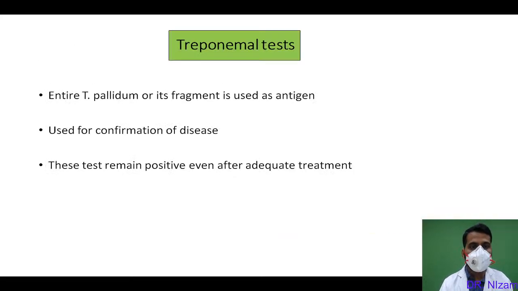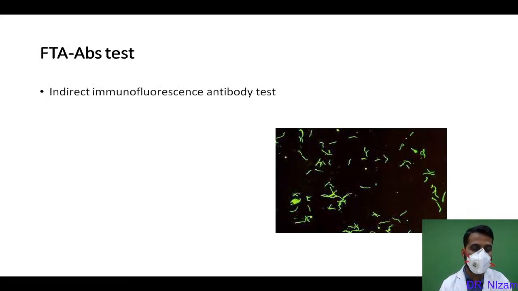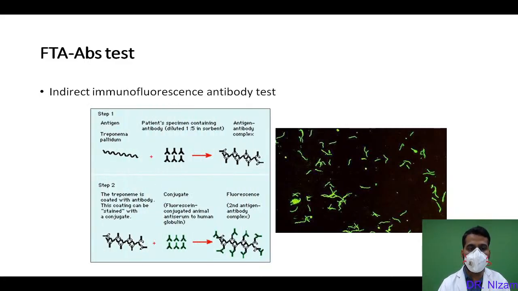The first test is the fluorescent treponemal antibody absorption test. It is an indirect immunofluorescence test where the Treponema pallidum is coated with an antibody which is stained with the conjugate, and the conjugate here is fluorescent animal anti-human antiglobulin. Then there is a complex which is seen by fluorescence microscopy, and then we can visualize the organism.